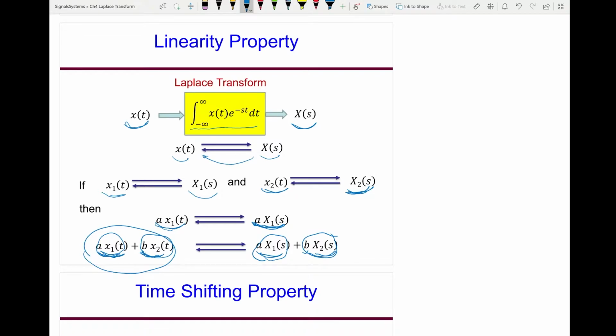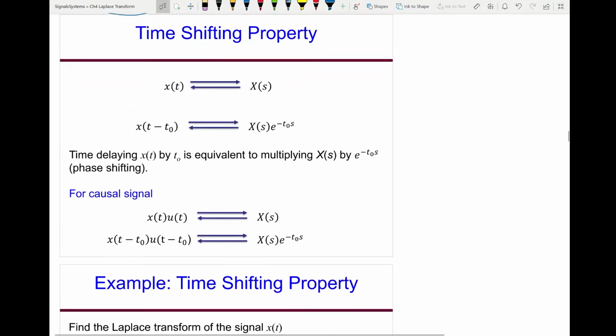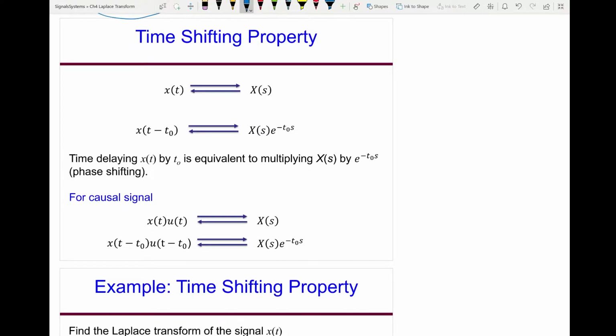The second property is the time shifting property. So if I have a signal x of t and this is the Laplace transform x of s, what happens if I shift the signal in the time domain? So the signal might be this one, x of t. Now I shift it by this amount. Then the Laplace transform of this shifted signal will be exactly the original signal times e to the minus t0 s. And this is just a phase shift in the frequency domain.